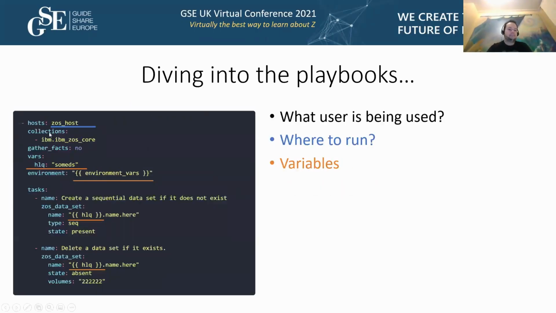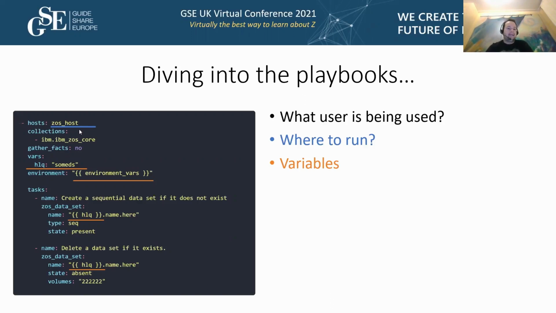In this case, we are saying that we are running on the zos host. We could have inside of the inventory Docker containers, EC2 instances on the cloud, an IoT device, something like that.